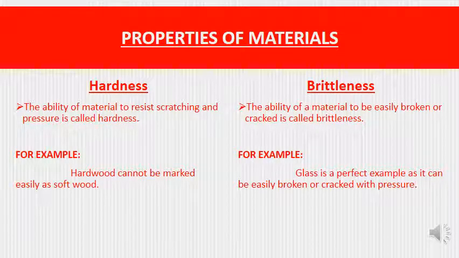Properties of material. Number 1, hardness. The ability of material to resist scratching and pressure is called hardness, meaning the material is very hard and not easily breakable. Example, hard wood cannot be marked as easily as soft wood. Property number 2, brittleness. The ability of material to be easily broken or cracked is called brittleness. Brittleness is the opposite of hardness. For example, glass is a perfect example as it can be easily broken or cracked with pressure.